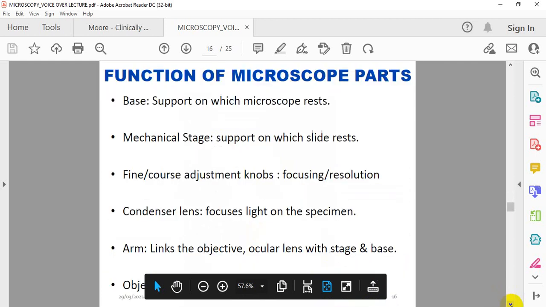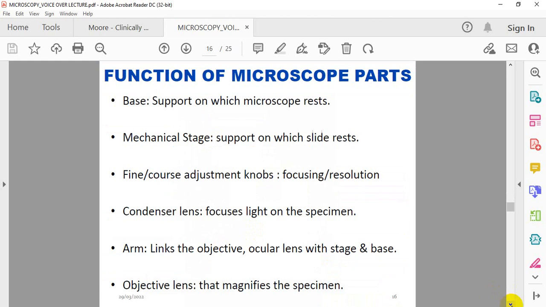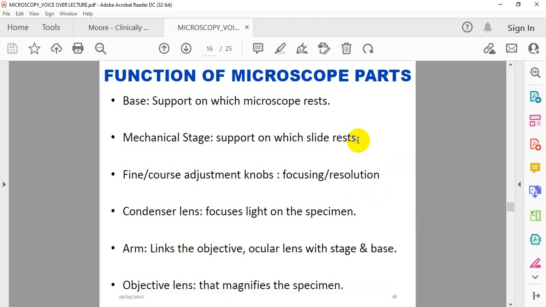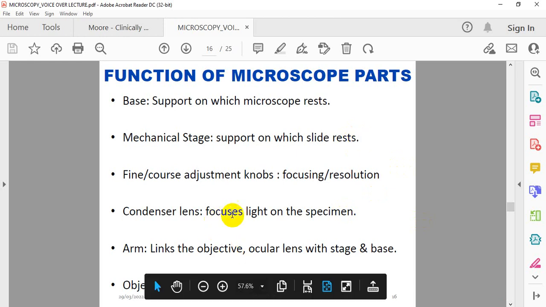So we have the functions of the microscope parts. The base is the support on which the microscope rests, like I said. The mechanical stage is the support on which the slide rests. The fine and coarse adjustment knobs are for focusing and resolution. The condenser lens focuses light on the specimen. It concentrates the light onto the specimen.